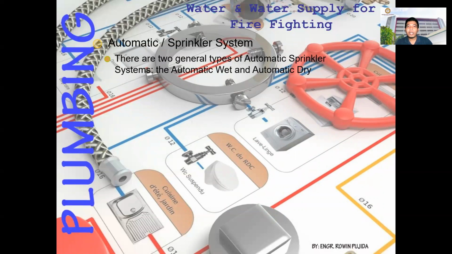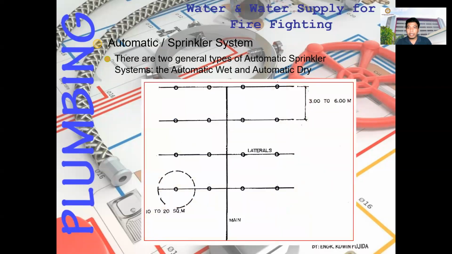Next we have the automatic or sprinkler system. There are two general types of automatic sprinkler system: first the automatic wet and the automatic dry. Normally, the persons who design the sprinkler system are mechanical engineers. They will also sign and seal the sprinkler plan. This is a sample sprinkler design.